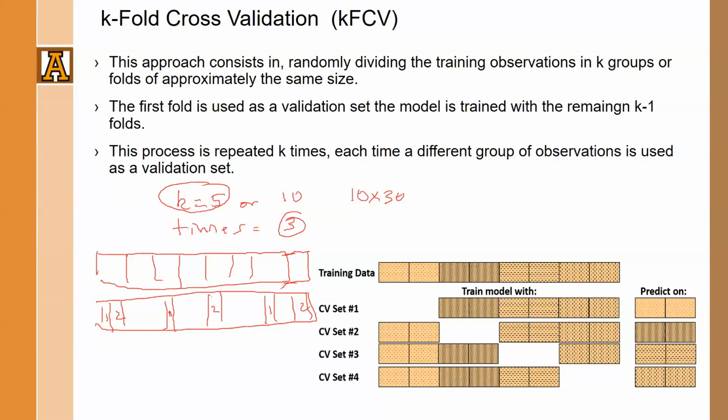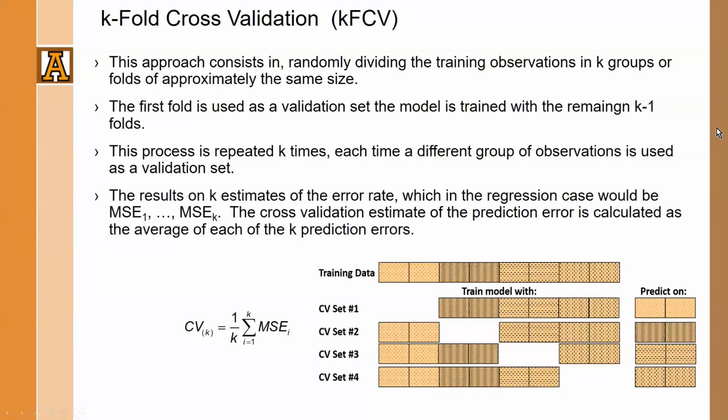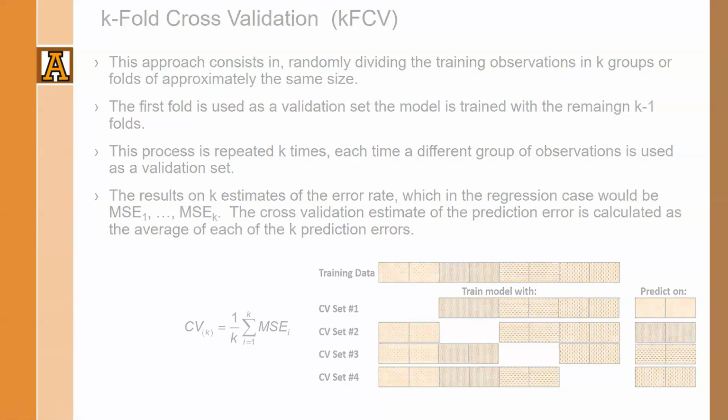But these are normally the combinations we try to use. Is the concept of k-fold cross-validation clear? Yeah. Okay.